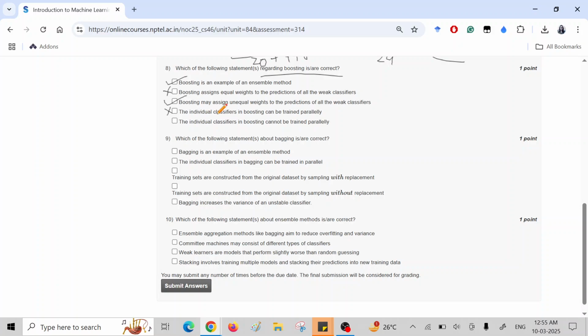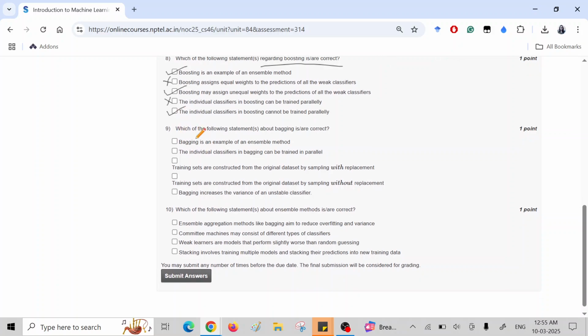The output of the next classifier will depend on the output of the previous classifier. Once the previous classifier is trained and its mistakes are highlighted by giving higher weight values on those training data, then the next weak classifier will be trained. So it is done one after another. So individual classifiers in boosting cannot be trained in parallel. Yes, that is the correct option. So for question number 8, A, C and E are the correct answers.